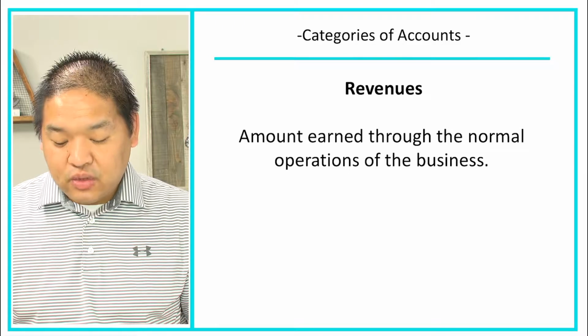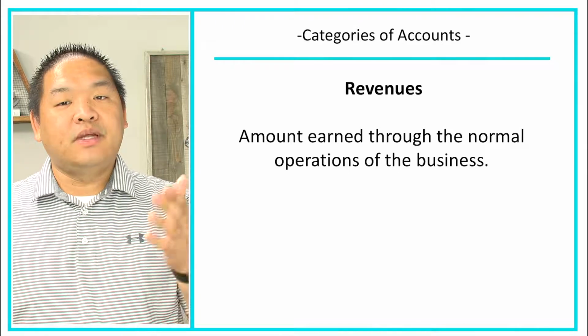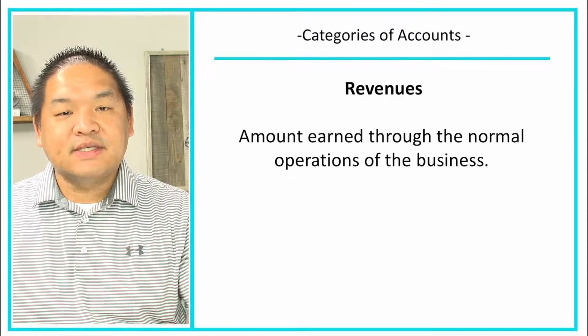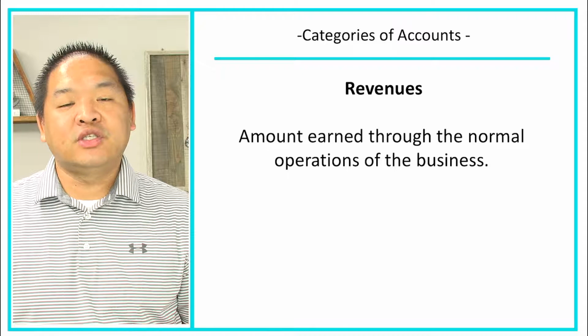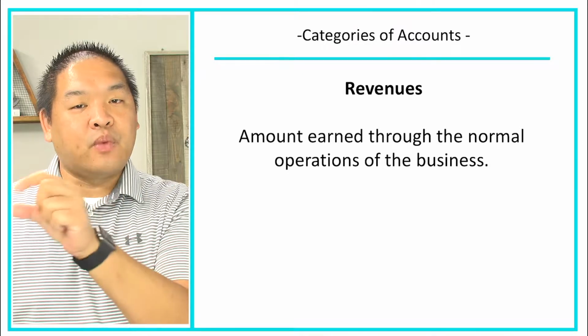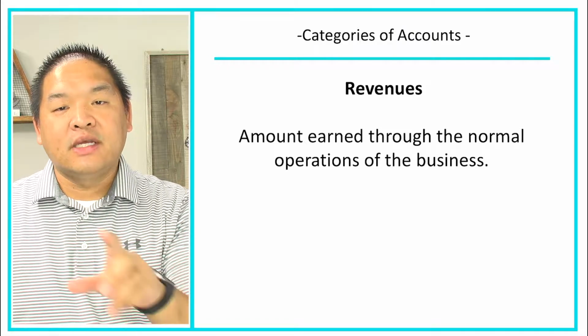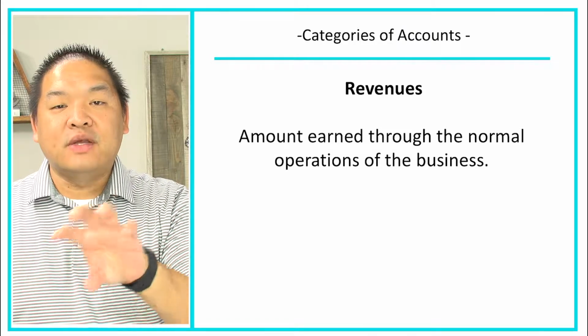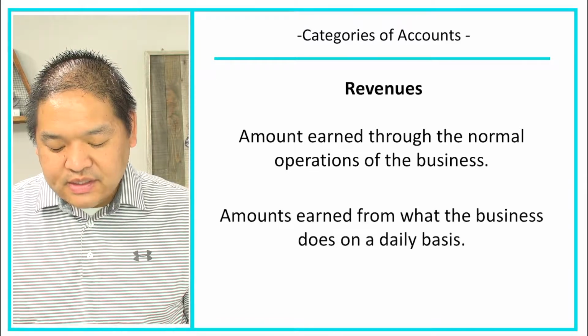We've got revenues. So revenues are amounts earned through normal course of business. So whatever the company does on a normal basis, that is called revenue. So for instance, Southwest Airlines, what do they normally do? They transport passengers from point A to point B. So when you buy a ticket on Southwest Airlines, that amount that you paid for is revenue. Now, amounts earned from what the business does on a daily basis.